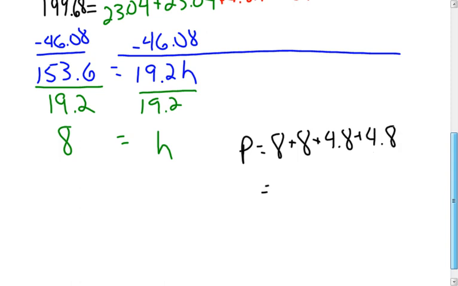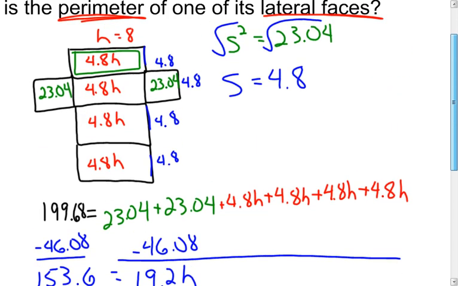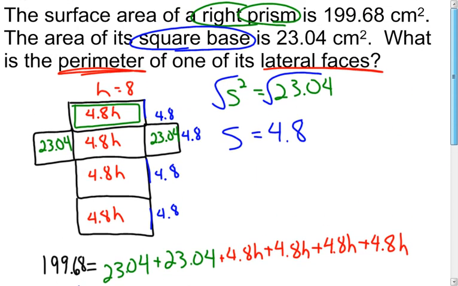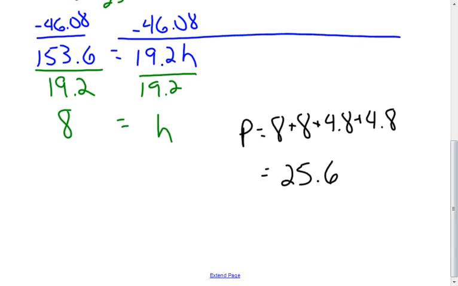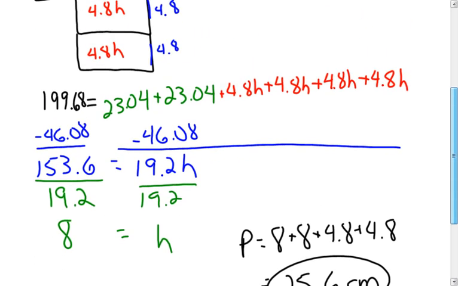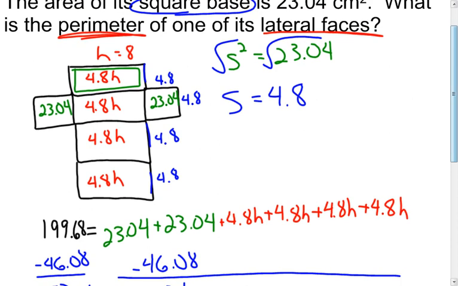When I add all that together, I end up with 25.6. Now I just need my label. Everything was in terms of centimeters and square centimeters, which means my perimeter is 25.6 centimeters. Yes, the problem does take a little bit of time, but if you can put all the little pieces together, it's a problem that you are very capable of doing.